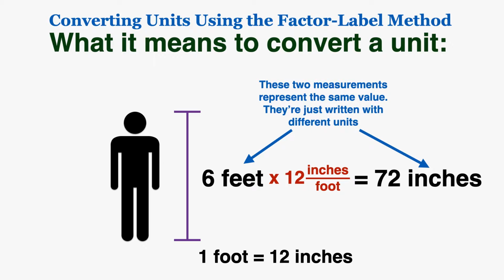And because they're written with different units, they also have to be written with different numbers to make the two things equal. I can't just change the unit without also changing the number in some way, because 72 inches is not equal to 72 feet. So I need some way of knowing how to change a measurement from one unit to another unit without changing the true value of the measurement itself.